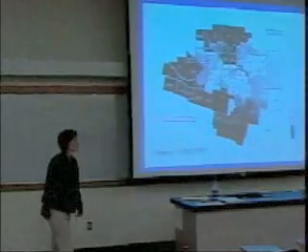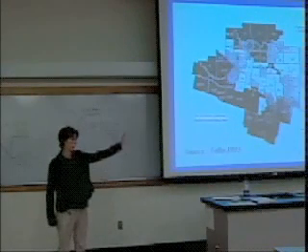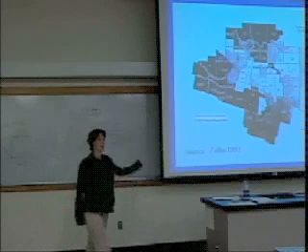So what kind of trends do you see in these data? You don't have to be geographers to be able to read a choropleth map. What kind of trends do you see here?